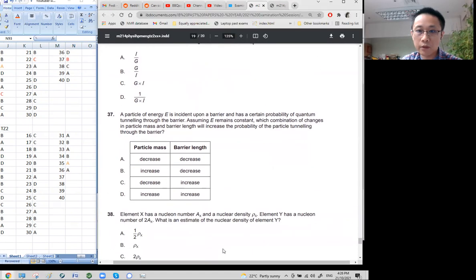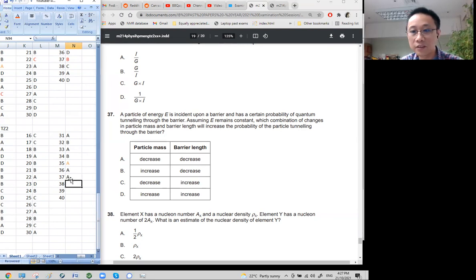Moving on. Tunneling: assuming energy remains constant, what combination of changes in particle mass and barrier length will increase the probability? Smaller particles and smaller barrier length. They've barely tested tunneling, so regardless of whether I got this question correct or not, I can definitely add this to my notes. I don't think this has come up before, but intuitively, if you have a low barrier, then it's easier to tunnel, and smaller particles would probably require less energy to tunnel as well. We'll find out.